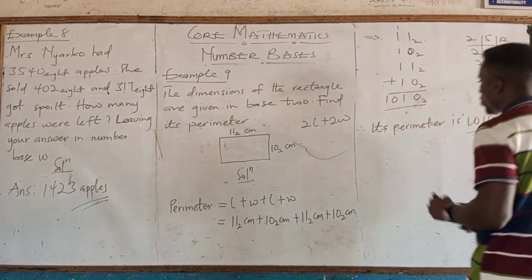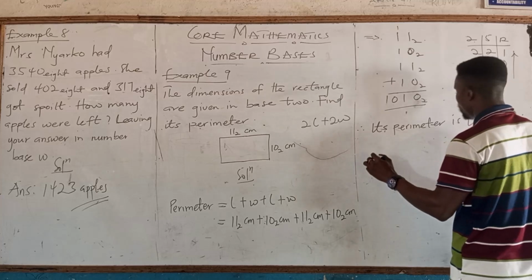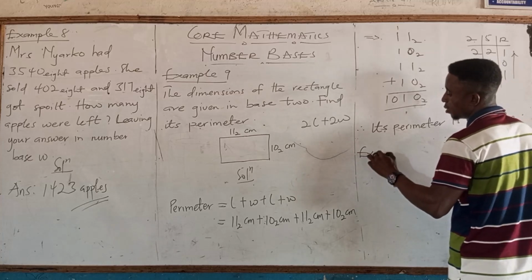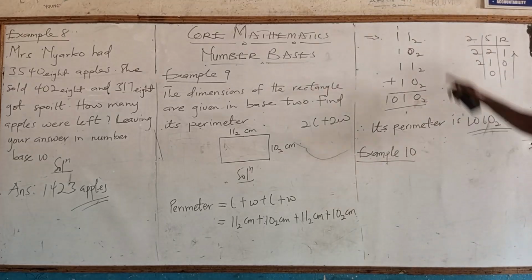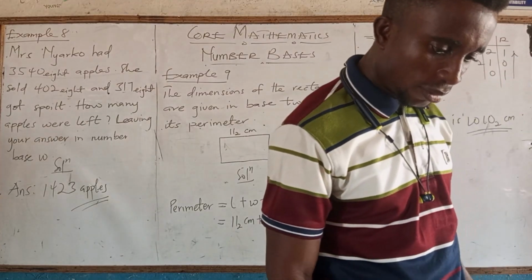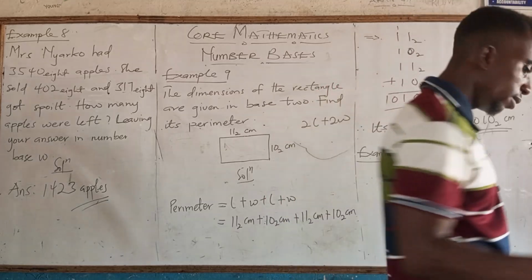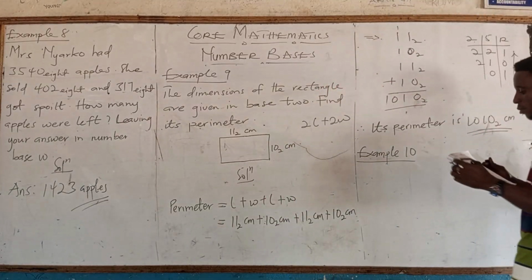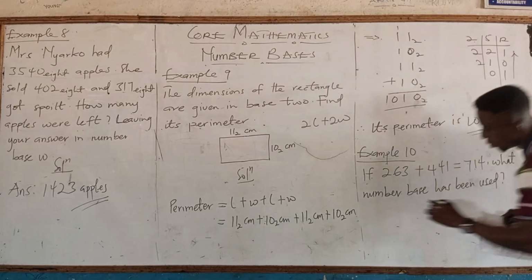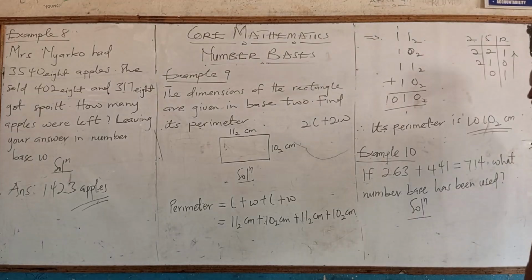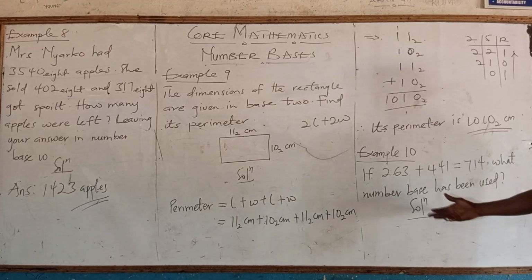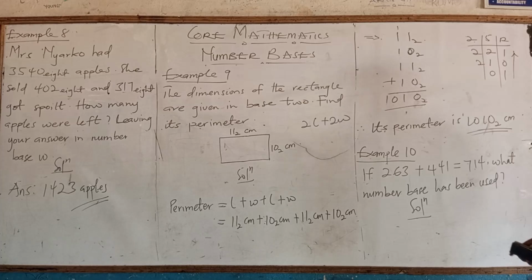And then the last example, that one looks like objective form. Example number 10. And I hope you understand this one. Yes, you understand. So let's now proceed. That one says, so we just want to know the number base that has been used. And here, we are only going to do it by inspection. We are only going to inspect that. There is nothing we are going to do.